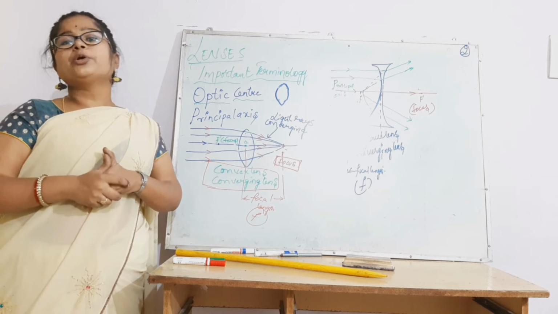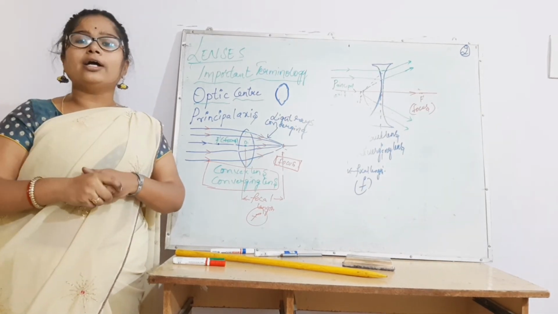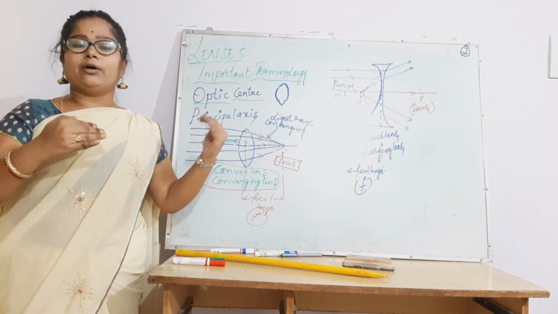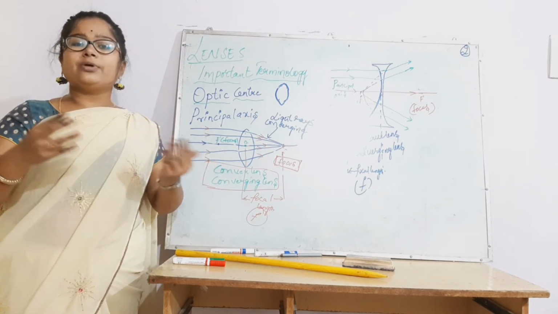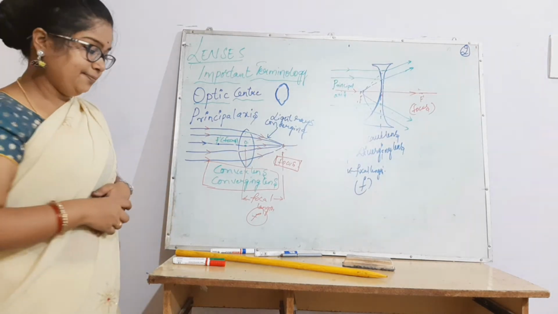Let us see the rules. You have seen them in mirrors, isn't it? The rules to draw the image, when an object is placed at different places where the images are formed, different rules are there. Let us see them in this also now.